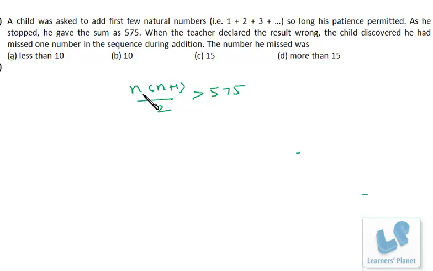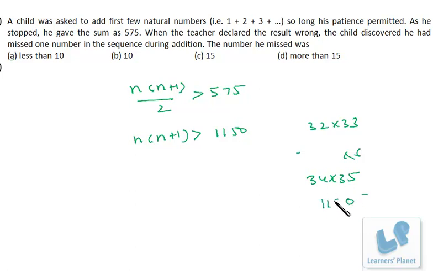So just by hit and trial, what we can do is n into n plus 1 should be greater than 2 into 575, that's 1150. So n plus 1, 30, 31, 32, so probably 32, 33, no, 34, 35. 35 twos are 70, fours are, so it's 1190. Yeah, so n can be 34. So n plus 1 will be 35.